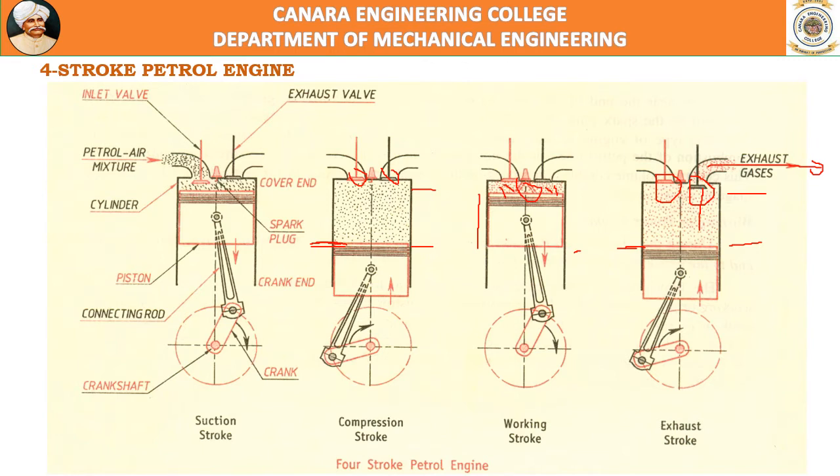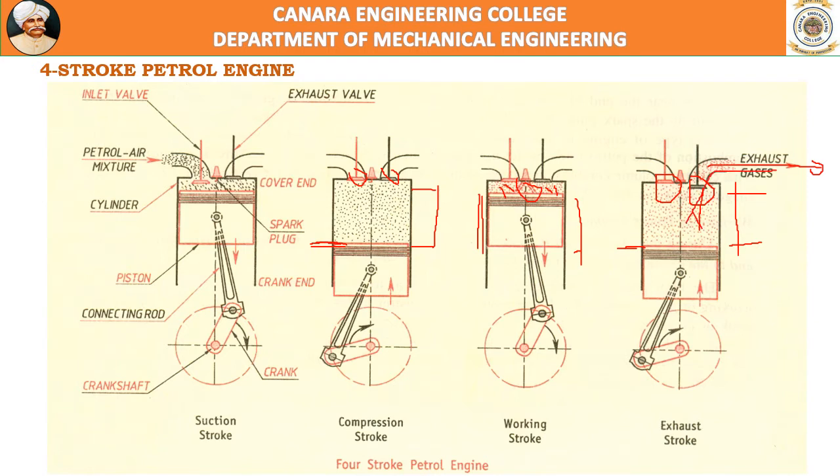Stroke number 1 is the suction stroke, wherein the air fuel mixture is drawn into the cylinder. Number 2, the compression stroke, where the air and fuel mixture is compressed to high pressure and temperature. At the end of compression, a spark is generated, and the power stroke from TDC to BDC is stroke number 3. And then the fourth one is the exhaust stroke, wherein the products of combustion are thrown out.